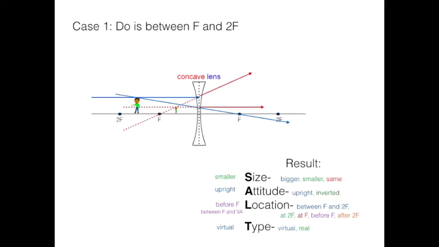So we can see now a pattern with this concave lens. Wherever their location is, it has the same characteristics. Smaller, upright, before F, between F and VA, and virtual.